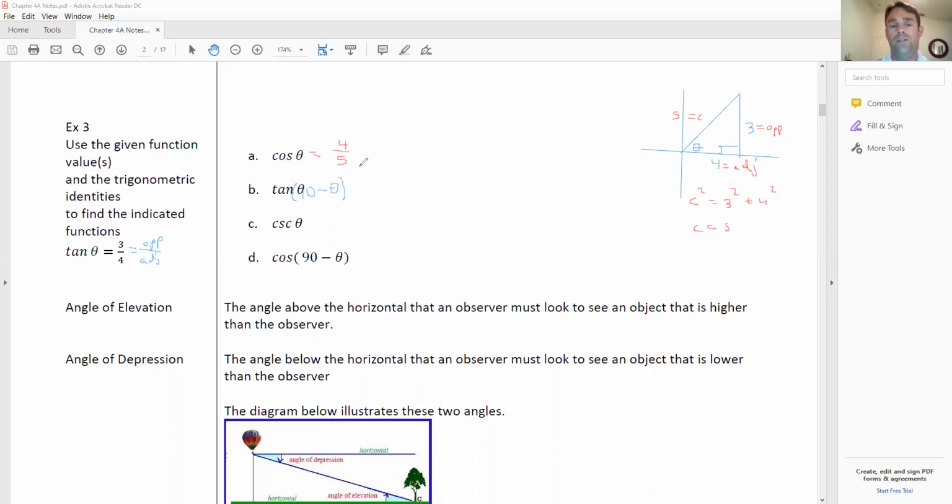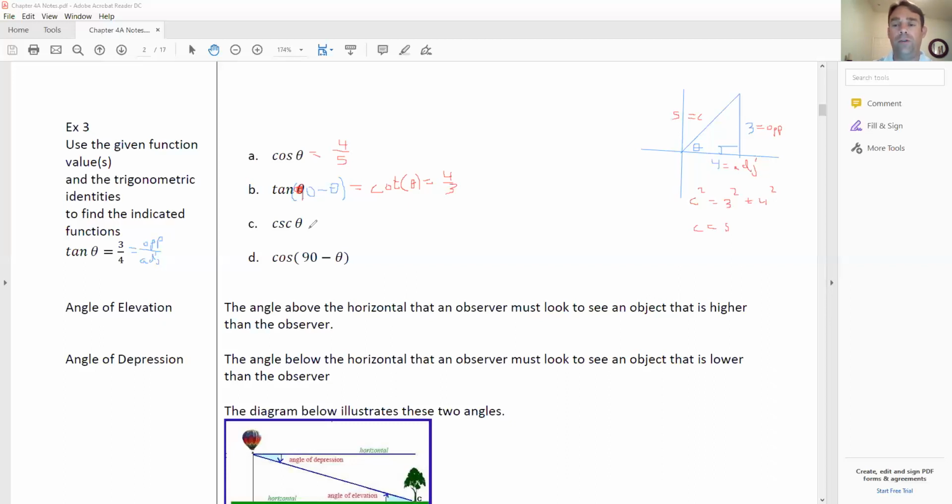Now notice, tangent of 90 minus theta. I'm not going to worry about trying to figure out what tangent of 90 minus theta is. What I'm going to do, though, is turn it into its complementary function. So if I have tangent 90 minus theta, its complement is cotangent. So tangent of 90 minus theta is the same thing as cotangent of theta. And that I can do. If tangent is 3 over 4, cotangent is 4 over 3.